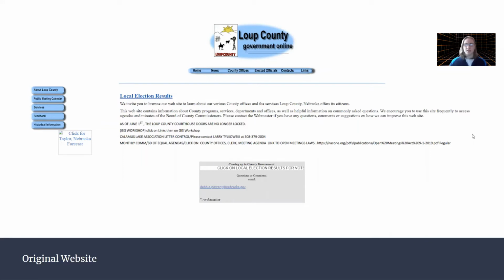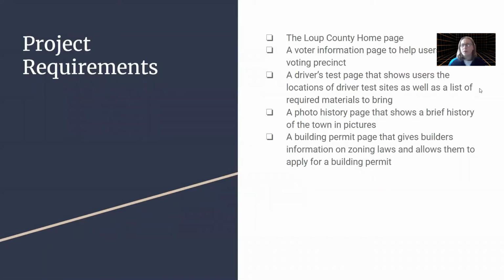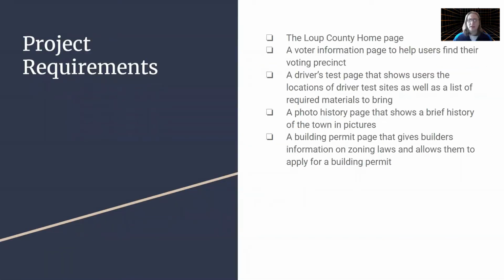So if you look at the project requirements, you'll see that we were asked to have a Loop County homepage, a voter information page, as we just saw, a driver's test page, a photo history page, and a building permit page. Mostly all these have just information and a few links.